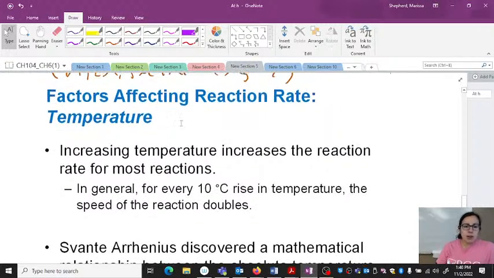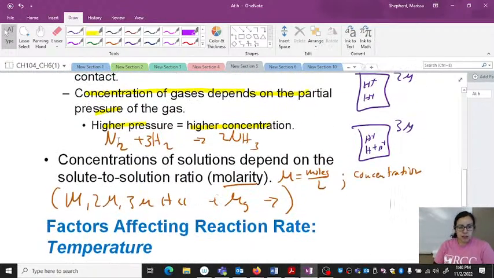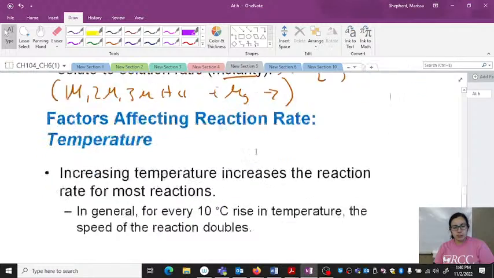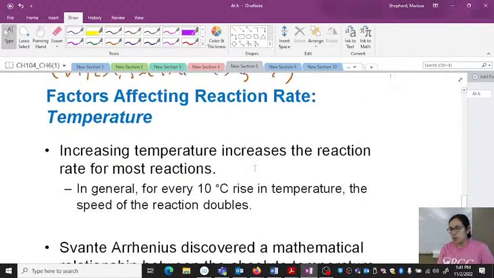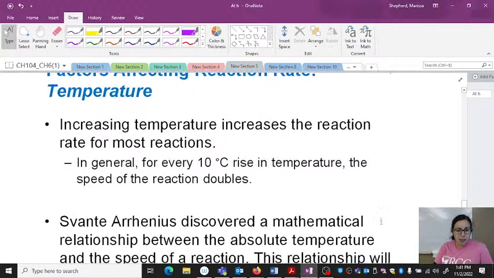So of course another way we can change the reaction rate is temperature. So back to the Haber-Bosch process. They also run this at an extremely high temperature. I want to say it's like 500 Celsius or something. It's ridiculous, the temperatures they use to get it to go. And this is just kind of a fun fact, and in general, for every 10 degrees rise in temperature, the speed of the reaction doubles. Again, this is roughly speaking.